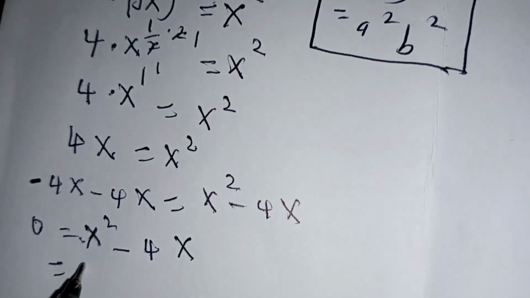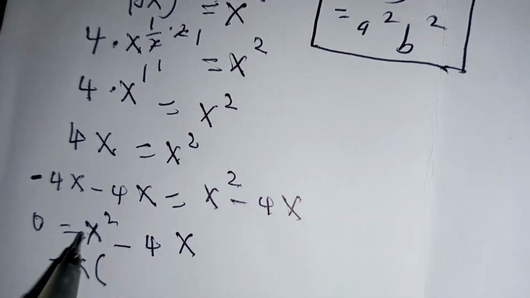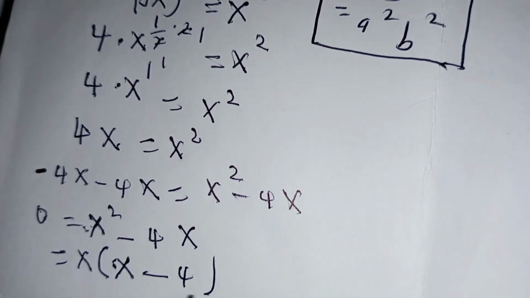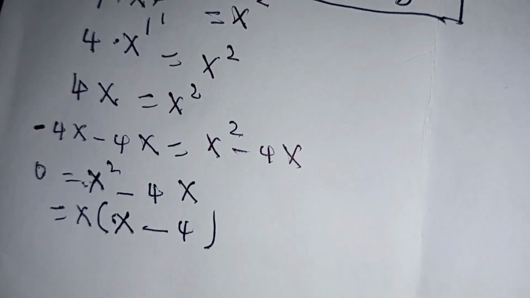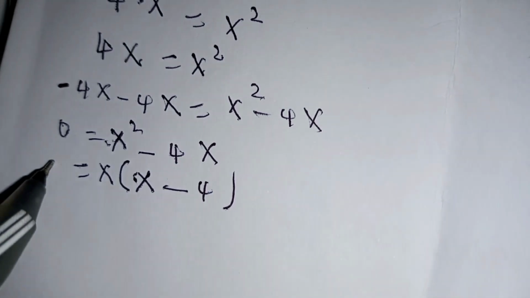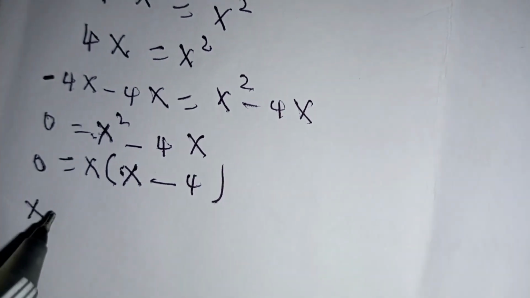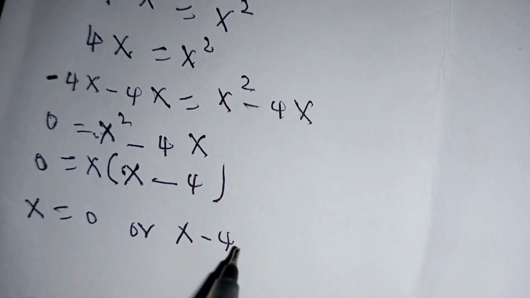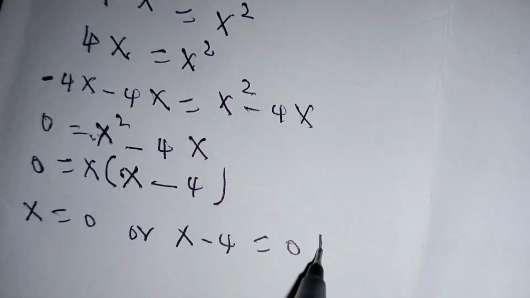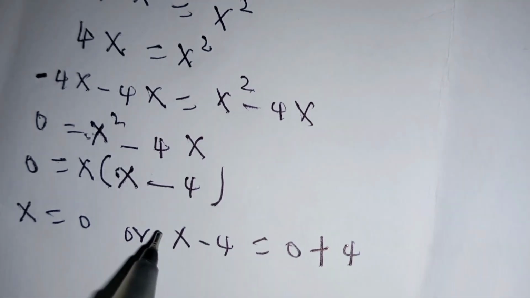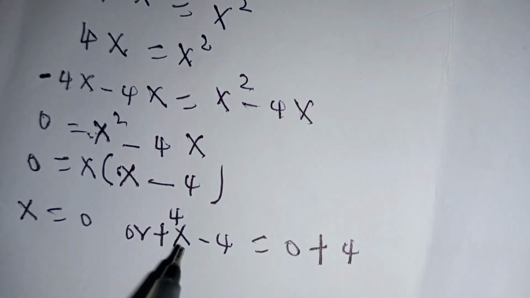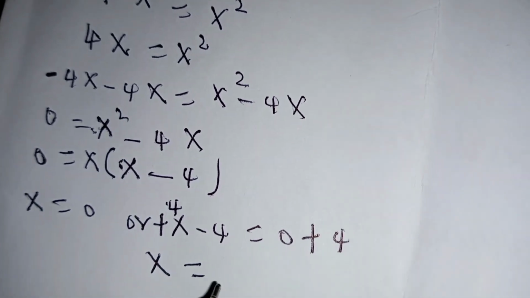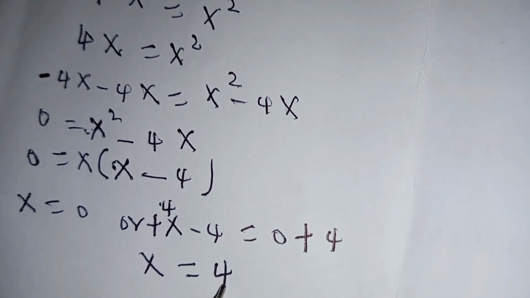You can see to the right, we have x as common. Factorizing, x squared divided by x is x. 4x divided by x is 4. So there are two possibilities here. This means that either x is equal to 0 or x minus 4 is equal to 0. We can add the 4 on both sides. Plus 4. 4 plus negative 4 is 0. So we shall be left with x is equal to 4 plus 0, which is equal to 4.